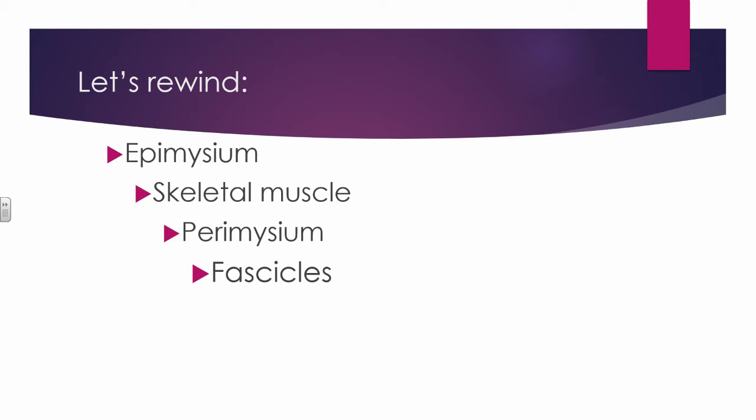And the perimysium surrounds the fascicles, which are bundles of myofibers. And within those fascicles surrounding each myofiber is the endomysium, and that's made up of loose connective tissue, and it provides blood supply in the form of capillaries to our myofibers.